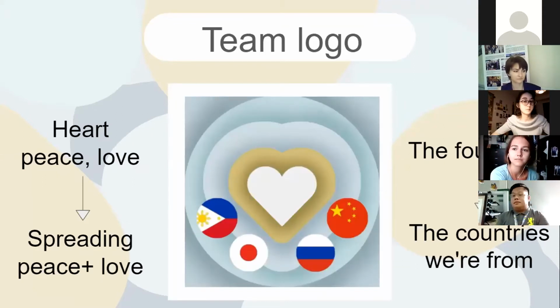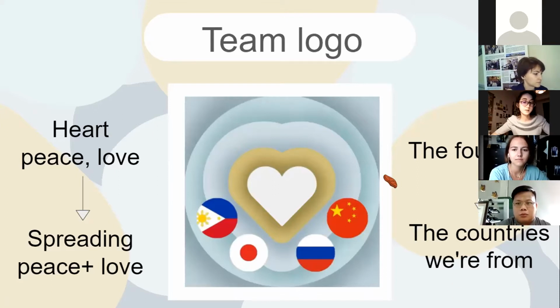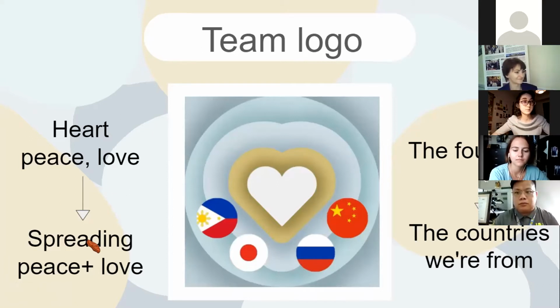Next, we're going to talk about our logo. As you can see, we chose light colors. This is to express kindness. The heart in the center represents peace and love. The outer parts represent our group spreading peace and love. The 4 flags around the heart are the countries the seven of us are from. It means that we are united with peace and love, no matter where we're from. Next slide, please.